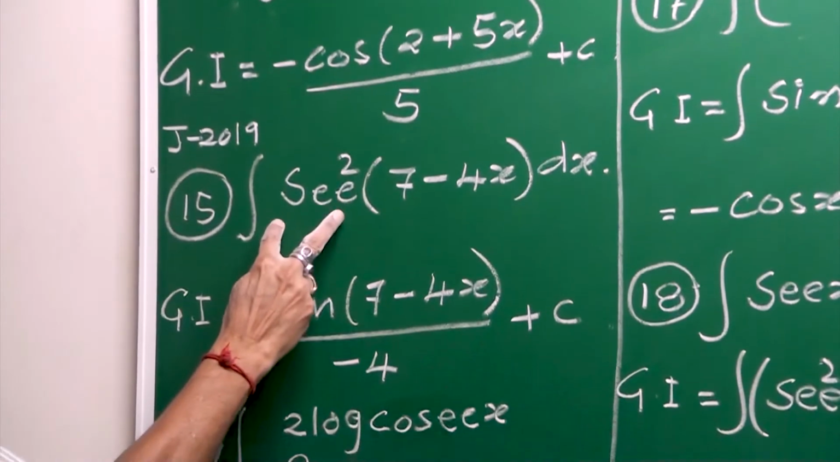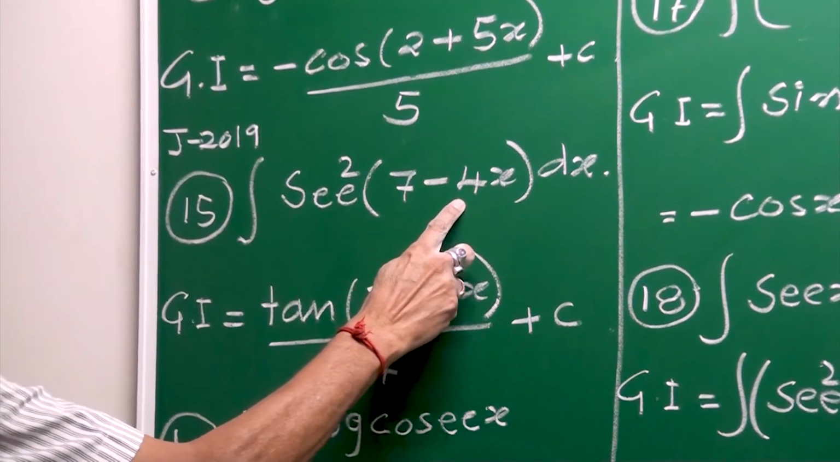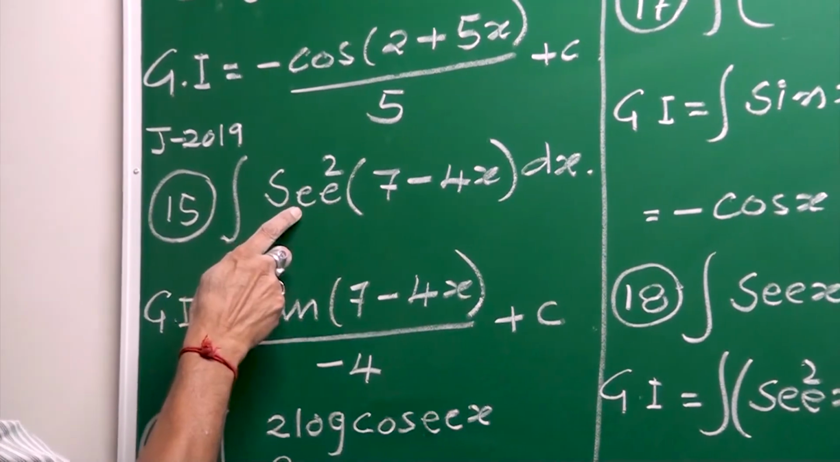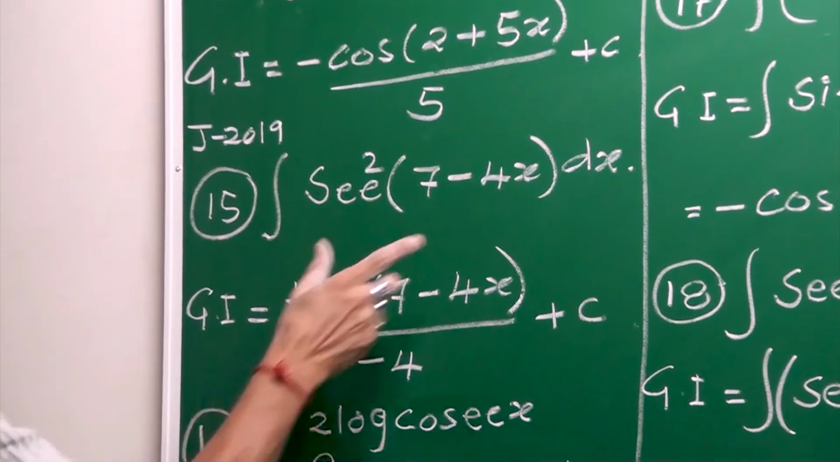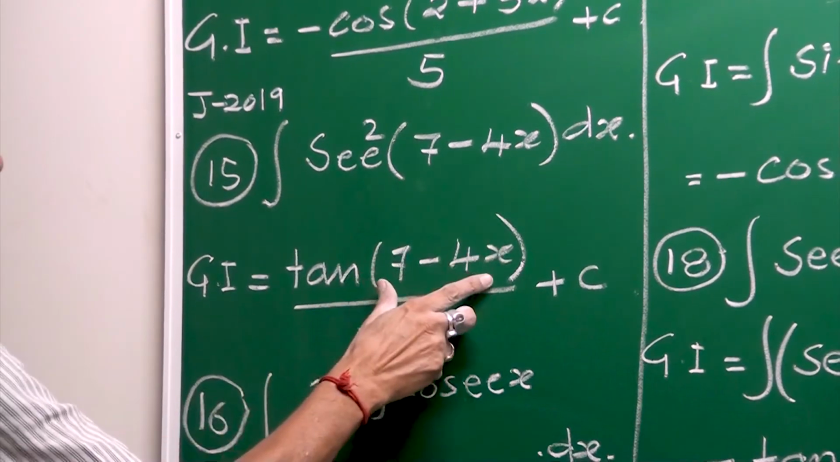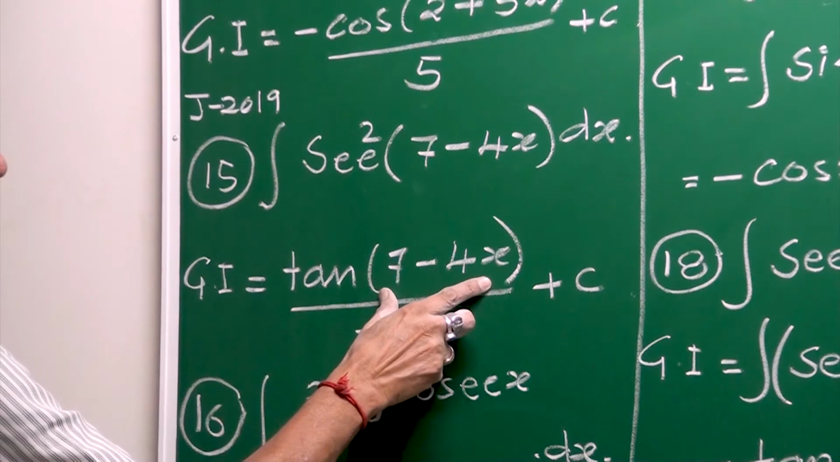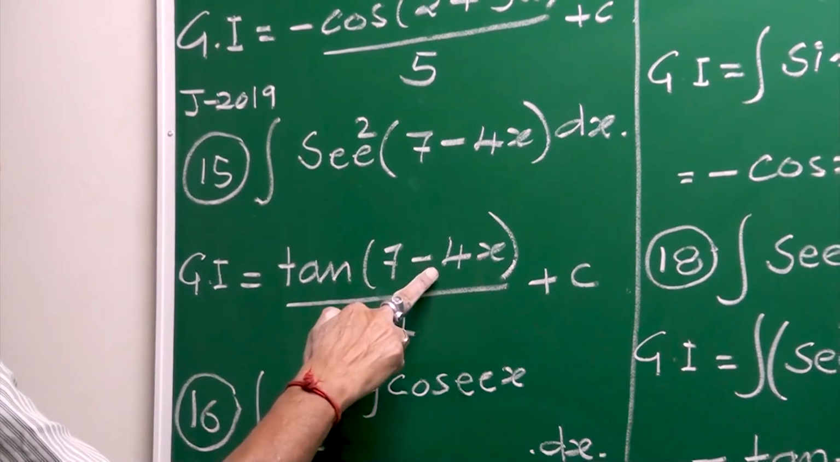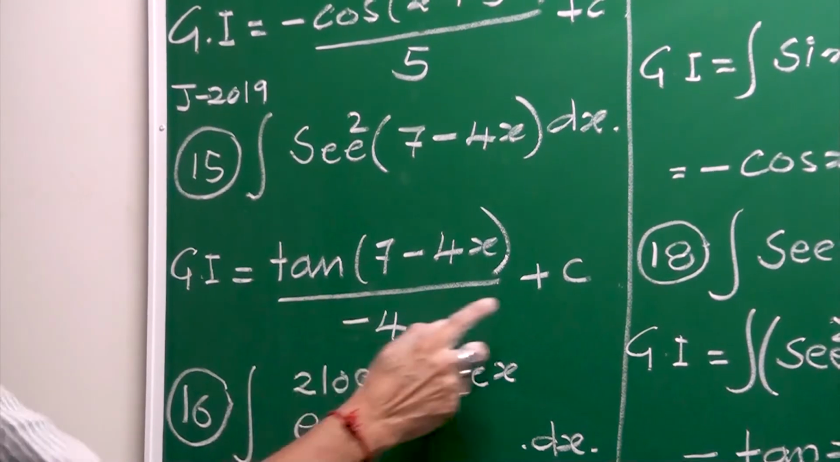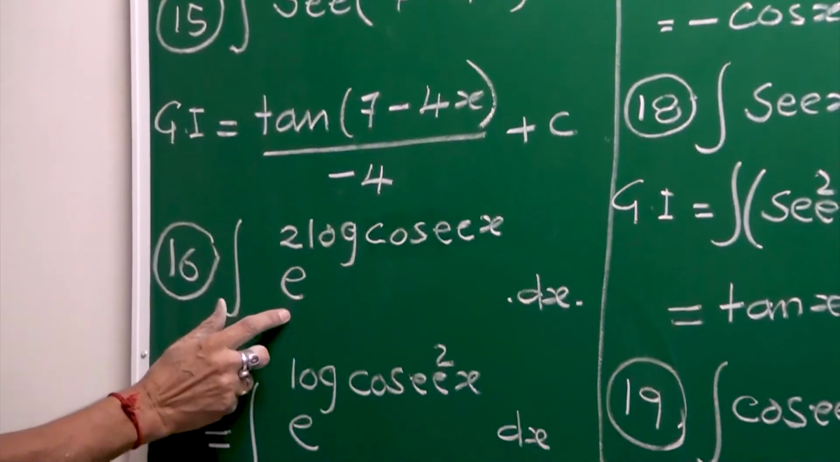Next, integral of sec square 7 minus 4x dx. You know the integral of sec square is tan, write the given angle as it is. Divide by the coefficient. What is the coefficient of x here? Minus 4, plus c.